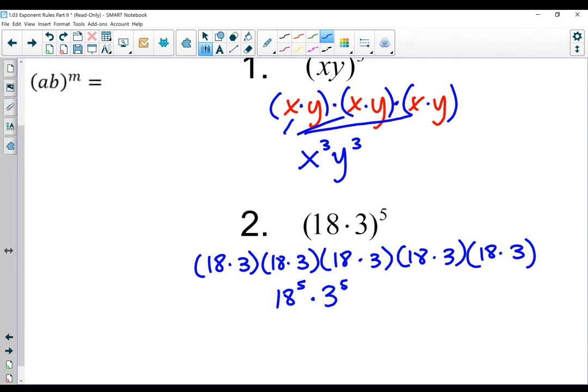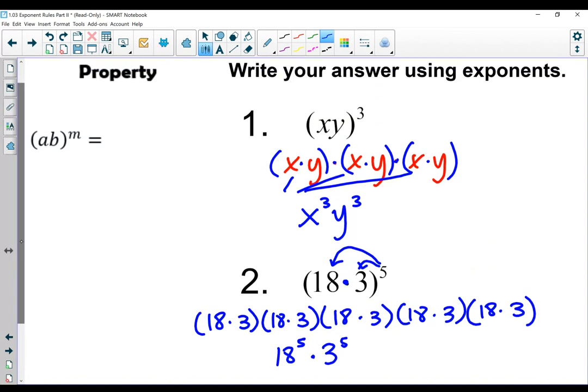So it's almost like we're distributing. That's how a lot of people remember this. It's like I'm taking that exponent and I'm distributing it over multiplication. It has to be multiplication. It will not work if it's addition. Same thing on this one. It's like I took this third power and I distributed that.